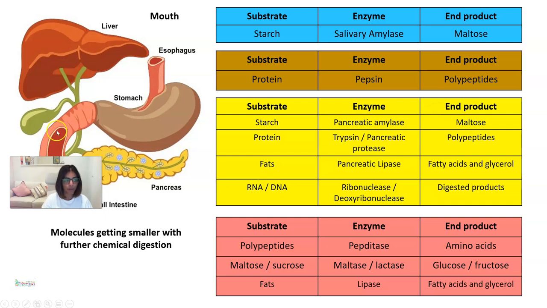Finally, in the small intestine itself, so here we've just shown the duodenum, polypeptides are completely digested to amino acids by peptidases. Sucrose and maltose, which are disaccharide molecules, are completely digested into monomers, such as glucose and fructose. And we still keep working on the digestion of fat into fatty acids and glycerol.